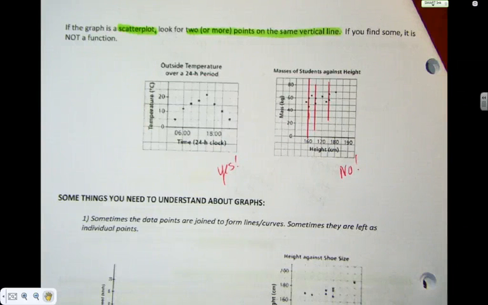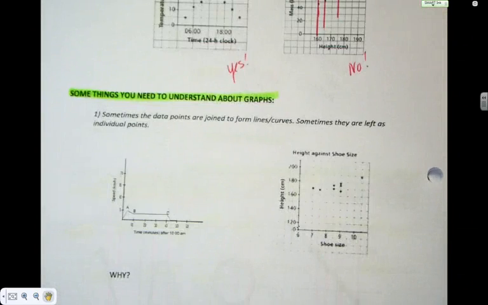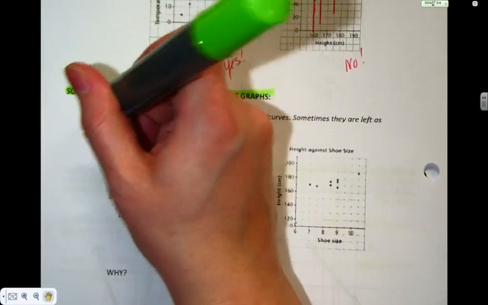That's the first skill for today. You need to be able to look at a graph, whether it's a line, a curve, a set of points, and decide function or not a function. It's called the vertical line test. Here's some things you need to know about graphs. Sometimes the data points are joined to form lines and curves. Sometimes they're left as individual points.